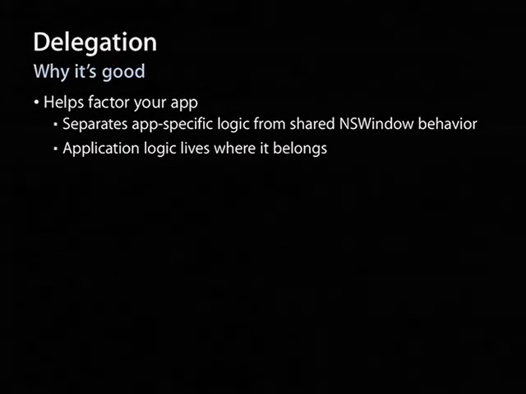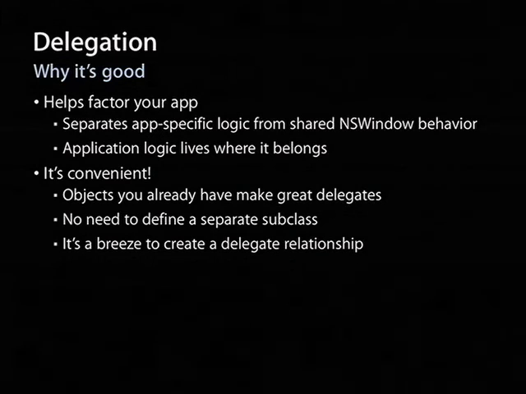So delegation is a good thing. Why is it good? It helps you factor your application into separating your business logic right from your NSWindow. The logic can live where it belongs. You don't have to make a bunch of subclasses just to change behavior. And it's really convenient. Often you already have an object which makes a perfect delegate for the window or for whatever has the delegate methods. And it's really easy to set up a delegate relationship.